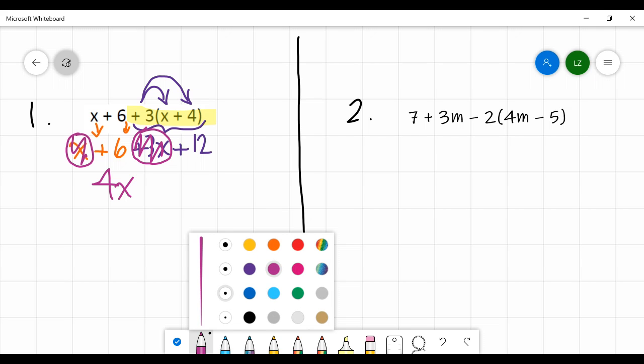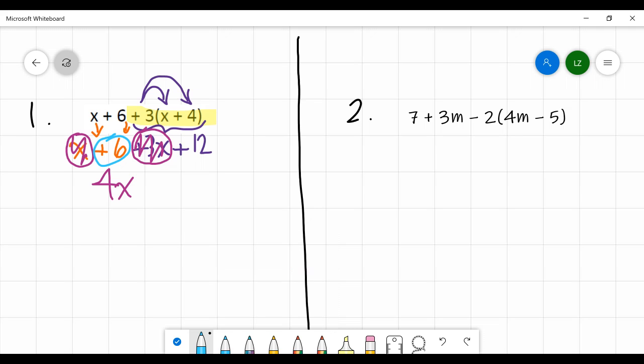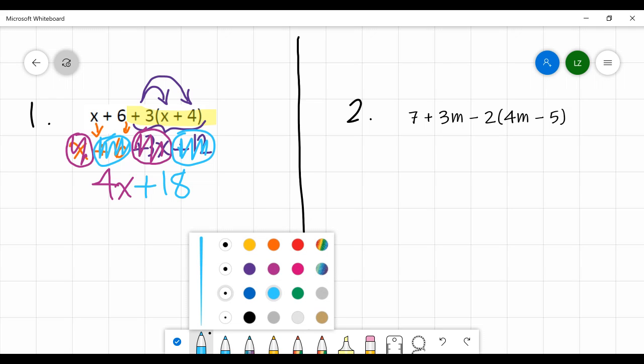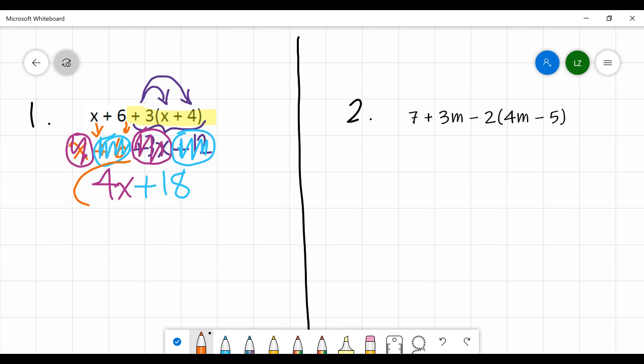Next up are my constants. So I have a positive 6 and a positive 12. And when I combine those, I have 6 plus 12 giving me positive 18 or plus 18. And so now everything has been combined in my expression. My parentheses are done. If I look at my final answer for this expression, I cannot simplify anymore. So that is it. That is fully simplified. There is nothing else I can do. All right, so that's number one. Let's check out number two.